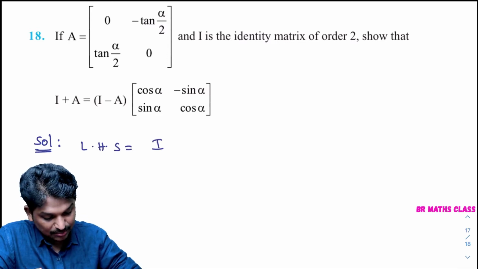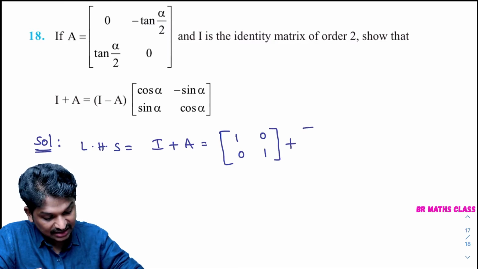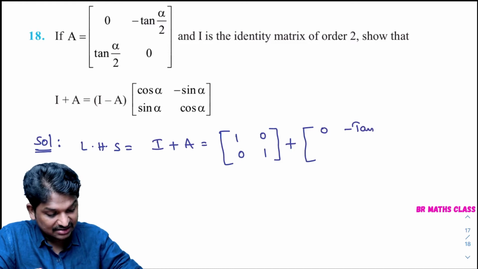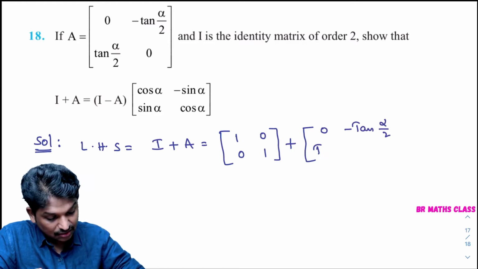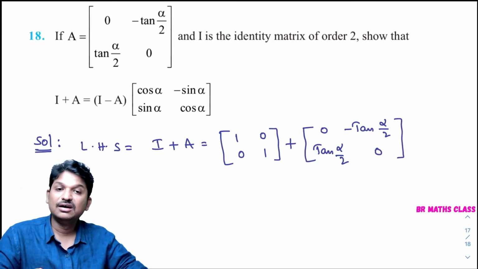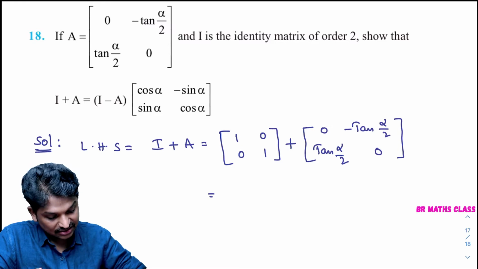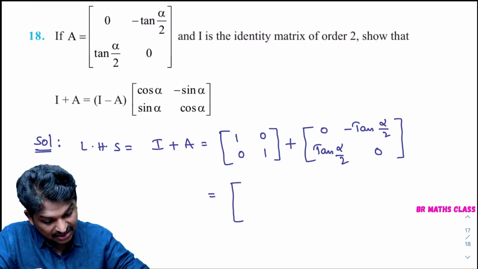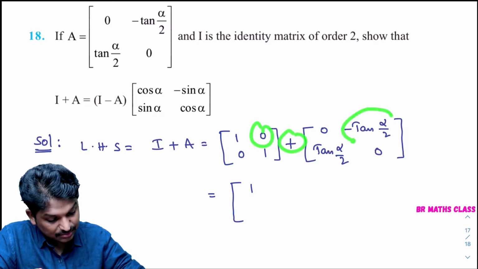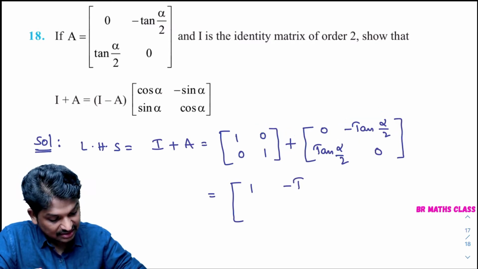LHS is I plus A. What is I? Identity matrix 1 0 0 1, plus A. What is A? They have given the matrix 0, minus tan alpha by 2, tan alpha by 2, 0. This is the matrix A. Add these two matrices. 1 plus 0 is 1. 0 plus minus tan alpha by 2 is minus tan alpha by 2.